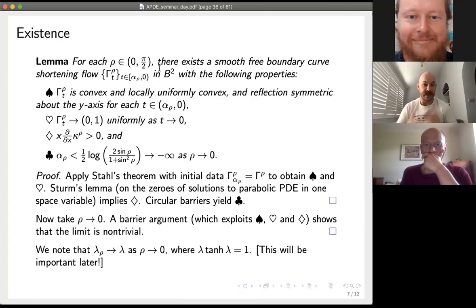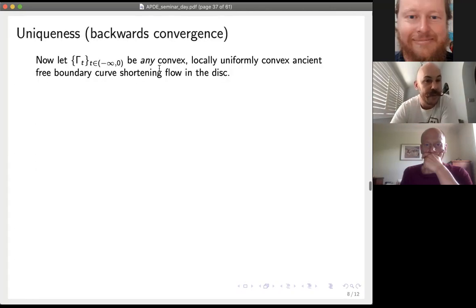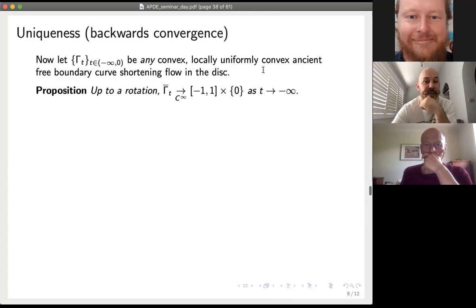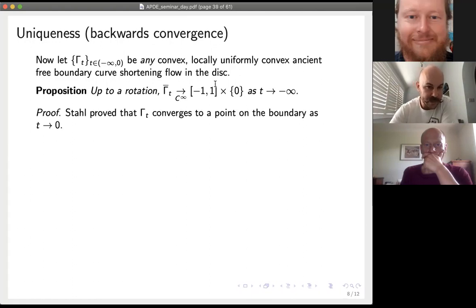Next, we want to show that there are no other examples. So let's just fix some convex, locally uniformly convex example. And the first thing we want to show is that as t goes to minus infinity, you converge smoothly to a stationary solution. And that's not too hard to show.